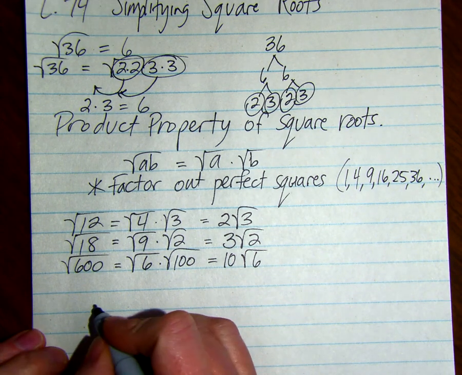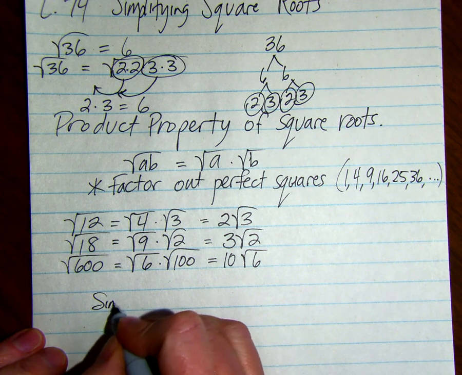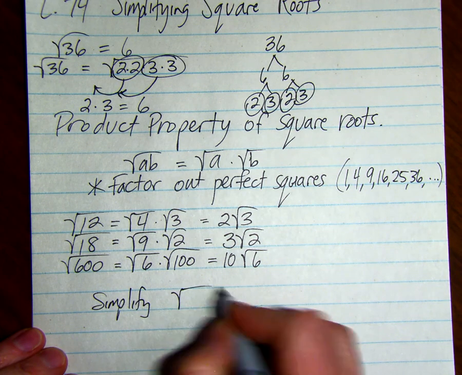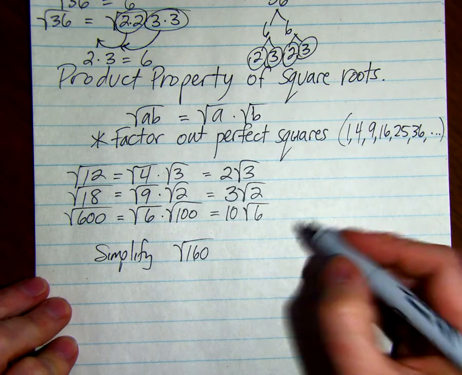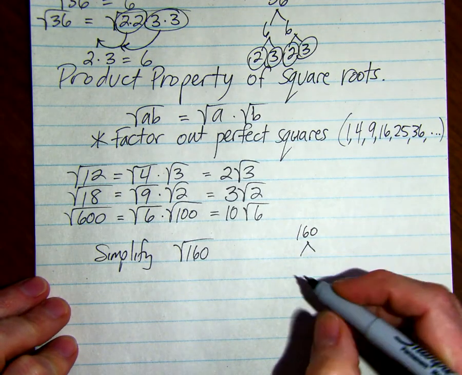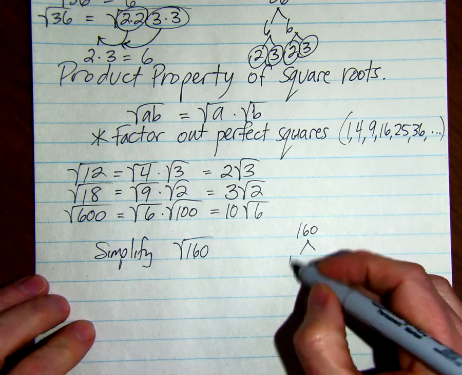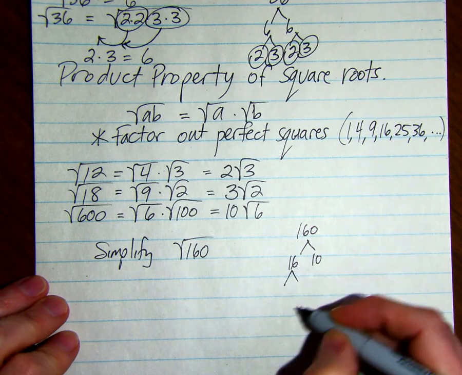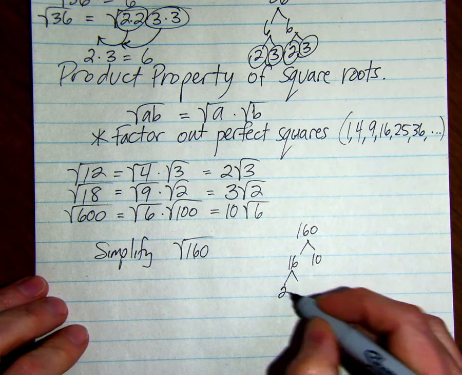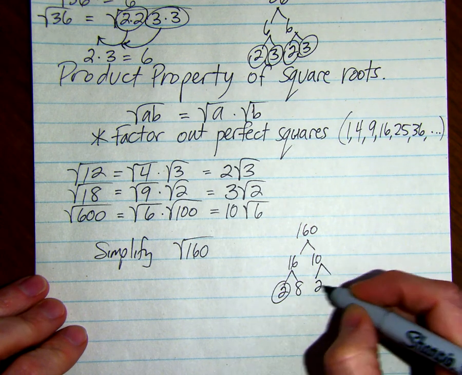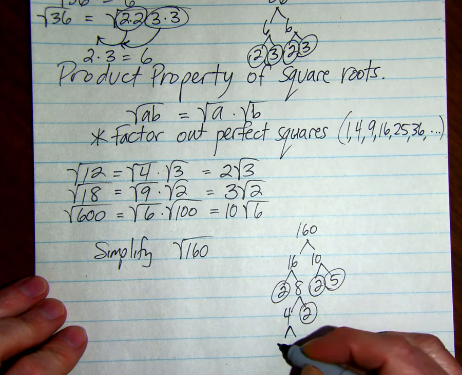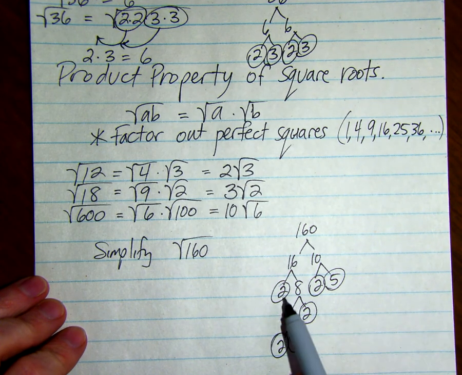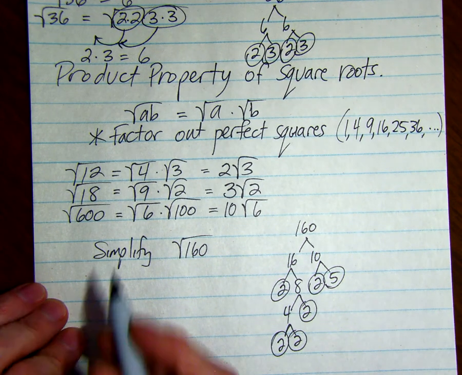Now what if you're asked to simplify the square root of 160? Well, we can do a factor tree and get our prime factors for 160. 16 is 2 times 8, 10 is 2 times 5, 8 is 4 times 2, and 4 is 2 times 2. So we have 1, 2, 3, 4, 5 2's.